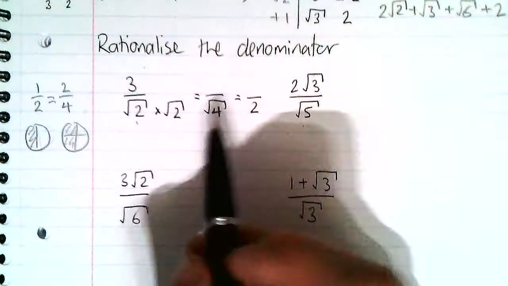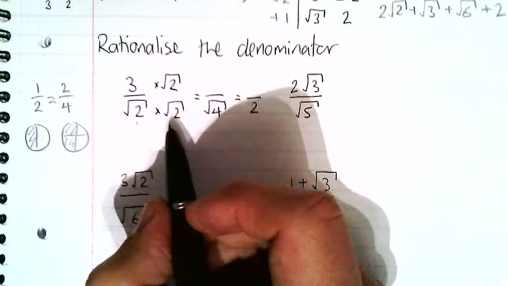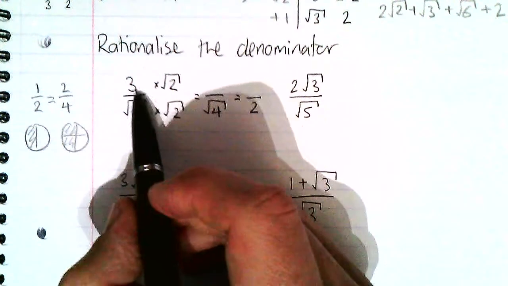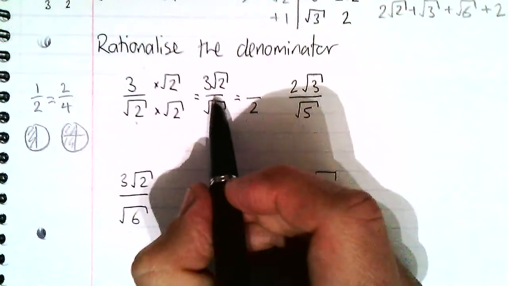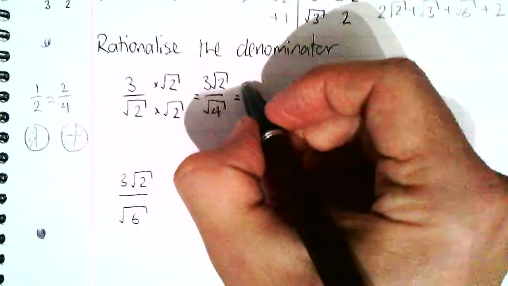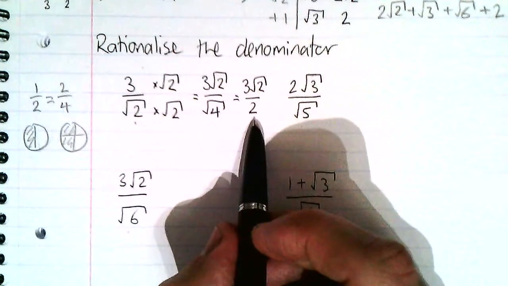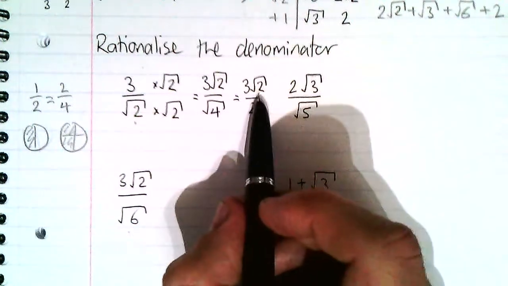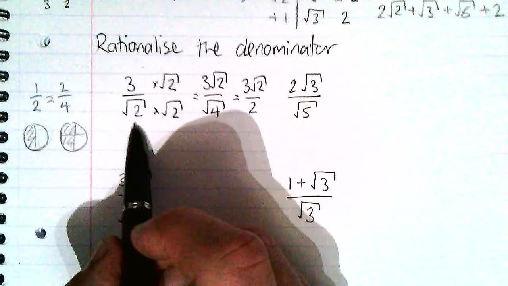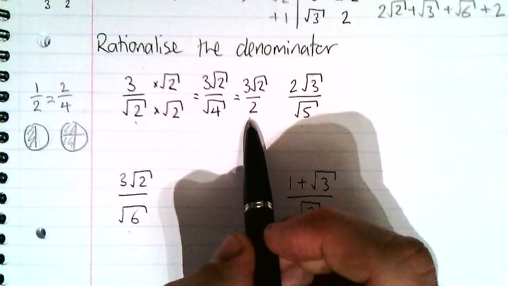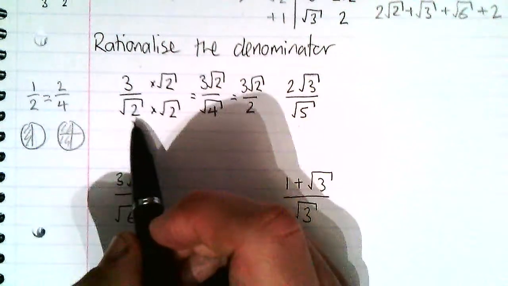But at the moment, I've neglected the top completely. I've got to multiply the top by the same thing. If I multiply the bottom by the square root of 2, I have to multiply the top by the square root of 2. So it becomes 3 square root of 2. Well, does 3 square root of 2 simplify? No, it doesn't. So this here, 3 square root of 2 over 2, is the same fraction as this one, except it's written with the denominator, that's the bottom of the fraction, being a rational number instead of an irrational number.